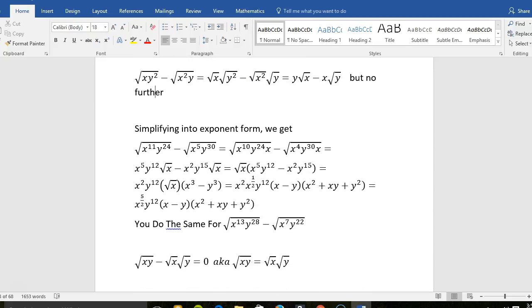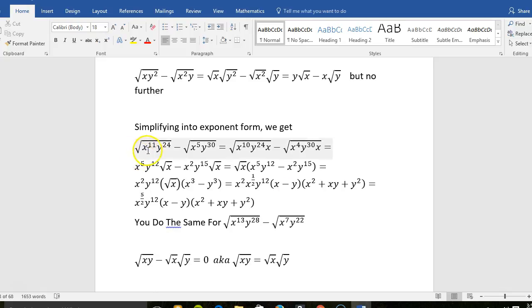Now let's look at this. The square root of x to the 11, y to the 24. Now here's the thing. We don't really care what's x and what's y. We care about even and odd. Now x, we'd be happy if that was 10 or 12, but it's 11. And now y is good. 24 is even, but 11 is odd. And we're doing a square root, so we need evenness.